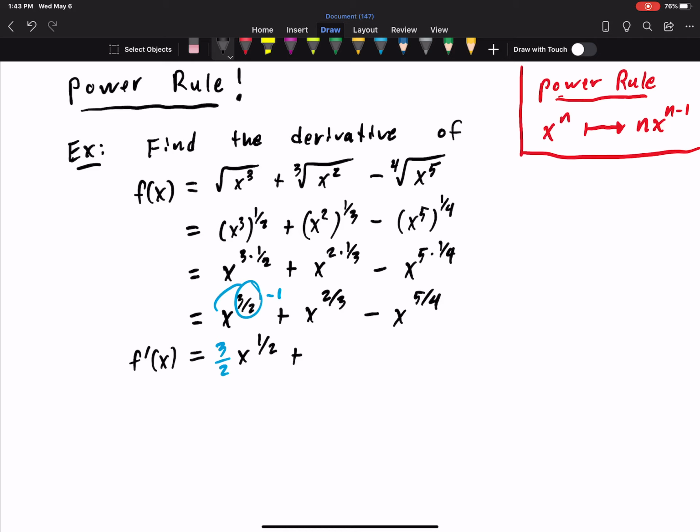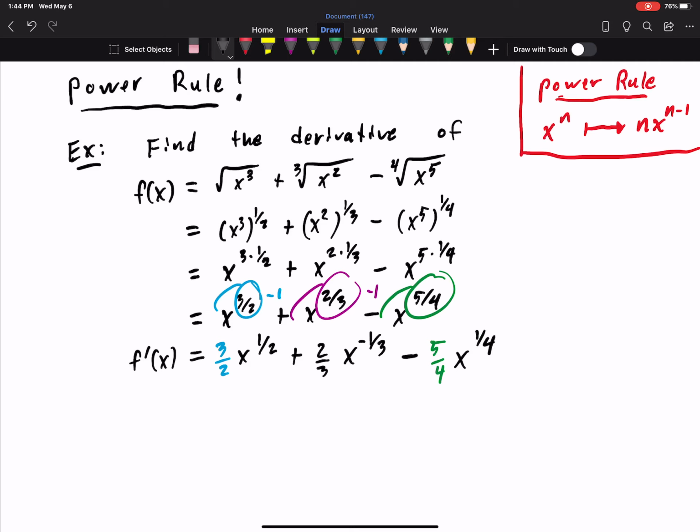You're allowed. Okay, now we're going to do the same thing for this second term here. Bring that down, subtract 1 from the exponent. So you have 2/3 x, and then you subtract 1 from the exponent. That gives you minus 1/3. Then do the exact same thing for the third and final term. Bring that down in front. So you have 5/4 times x. Then you subtract 1 from the exponent. So I have 5/4 minus 4/4, or minus 1 if you like. This gives you 1/4 power.